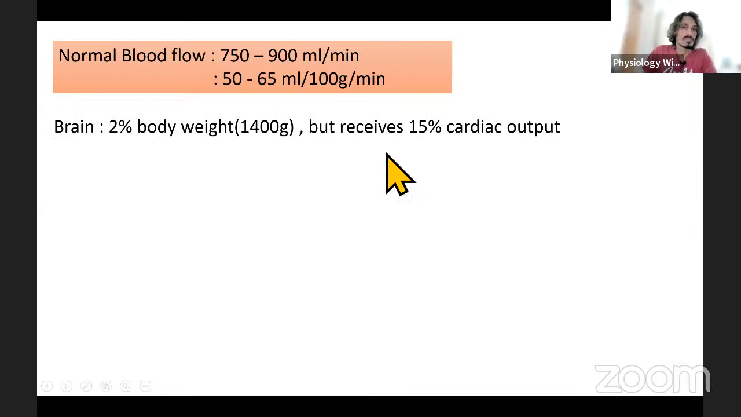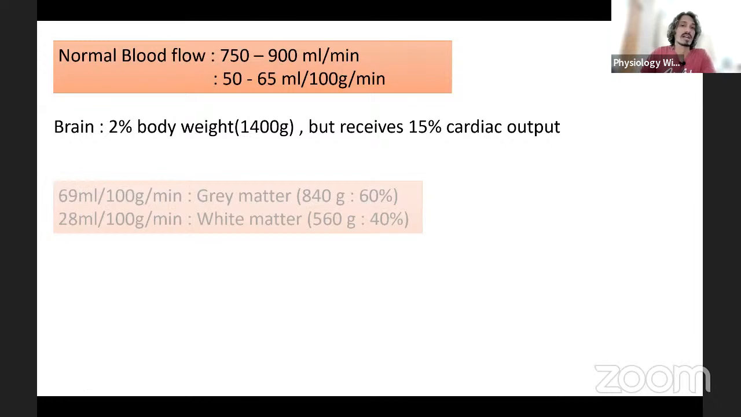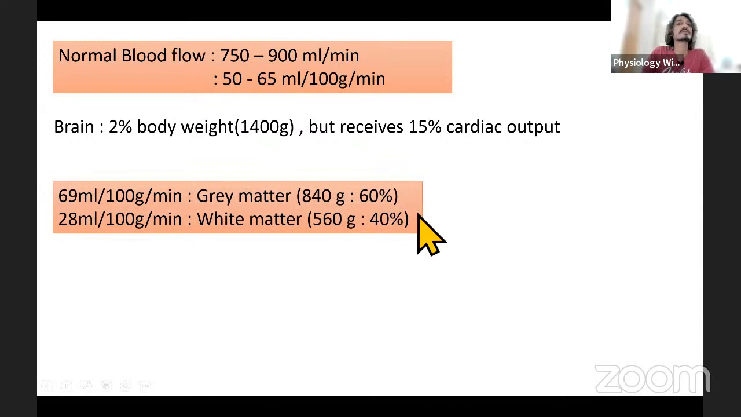Okay, now another thing is that the brain is only 2% of the body weight, but receives 15% of the cardiac output, as you can see over here. In coronary circulation, you get only 5% of the cardiac output. This receives around 15% of the cardiac output. Now, out of the flow that is coming, the gray matter seems to receive a major chunk of it. Around 60% is received by the gray matter, and white matter receives the remaining 40%.